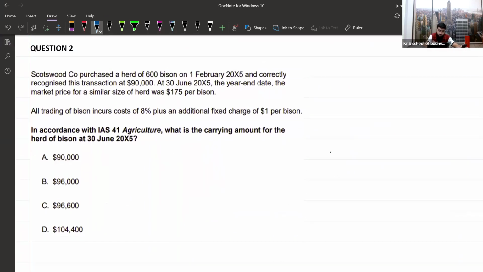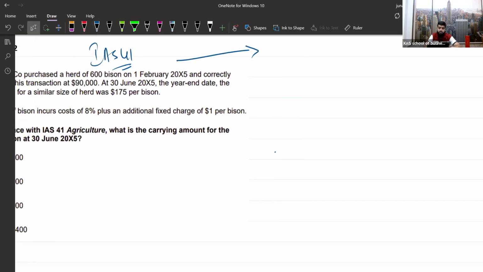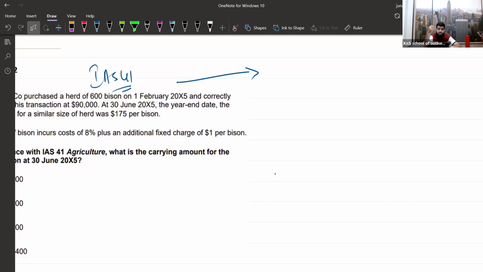Okay, this is a question related to IAS 41, agriculture. Before I move on to agriculture, let me first give you some understanding of IAS 41. IAS 41 deals with agricultural activities, which means the biological asset and the agriculture produce. A biological asset is something that has the ability for biological transformation. Remember the difference between IAS 2 and IAS 41.